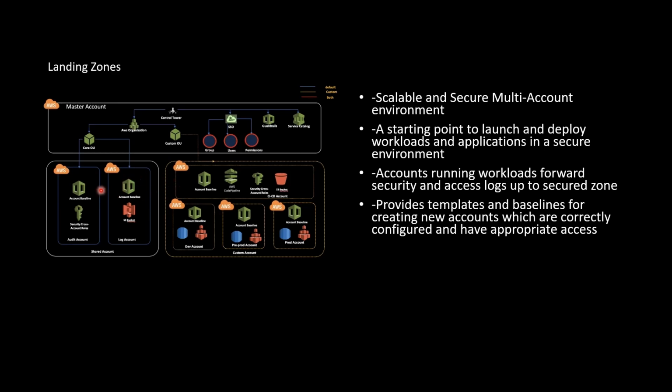These accounts, as I said, were created from a common account baseline, which is also what is used when creating more accounts using AWS Control Tower's Account Factory. So AWS Control Tower uses a product called Account Factory, which is basically AWS Config and AWS Service Catalog, and this bootstraps new accounts. So down here you can see new accounts can have geographic restrictions and can have a VPC deployed in them in the regions we define. The accounts run our workloads and forward security and access logs up to the core OU accounts.